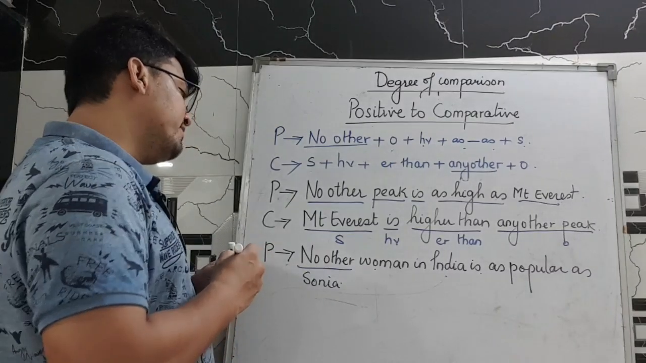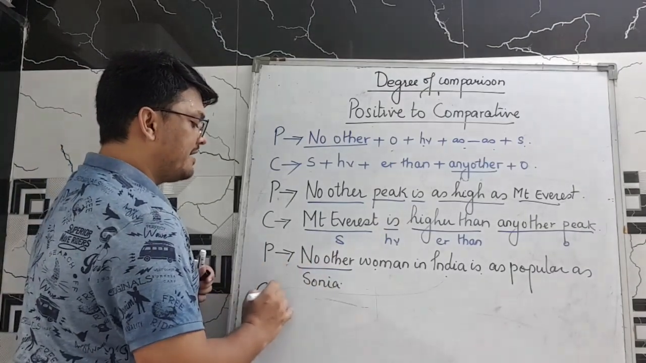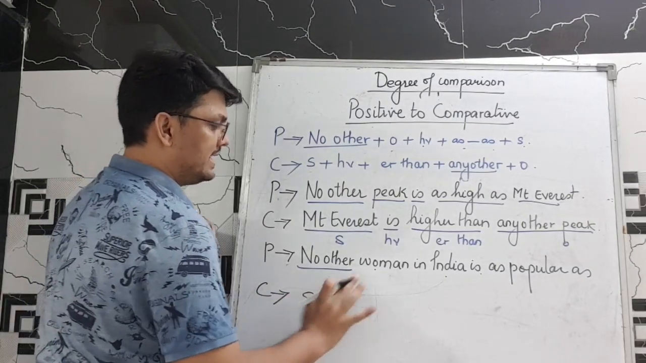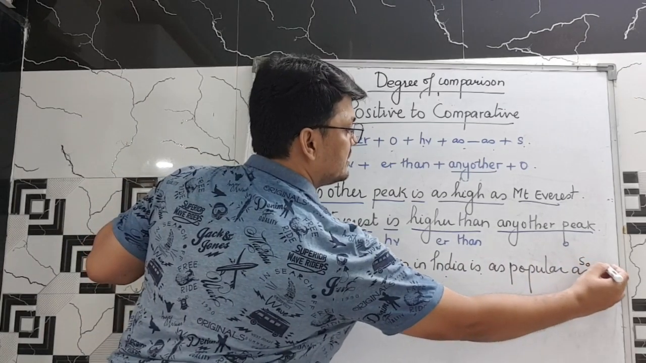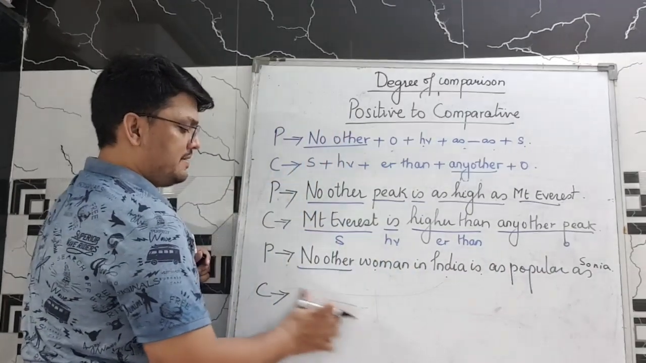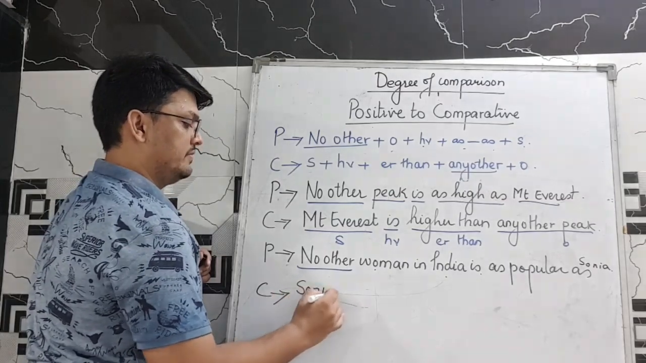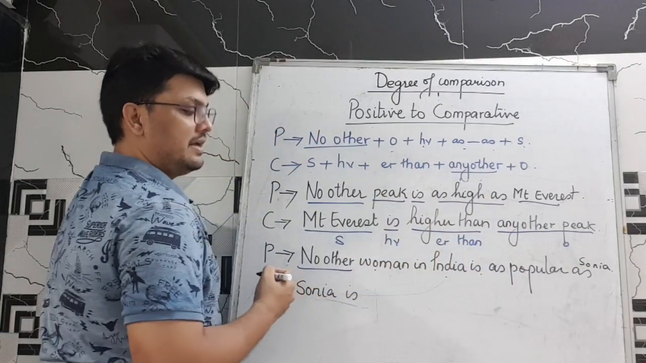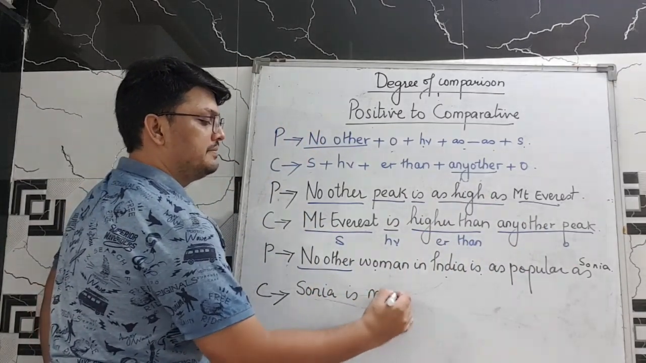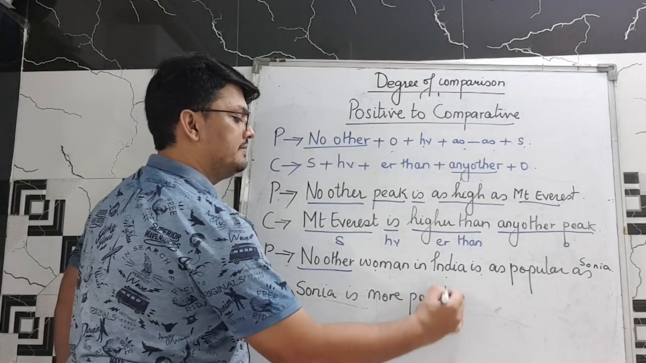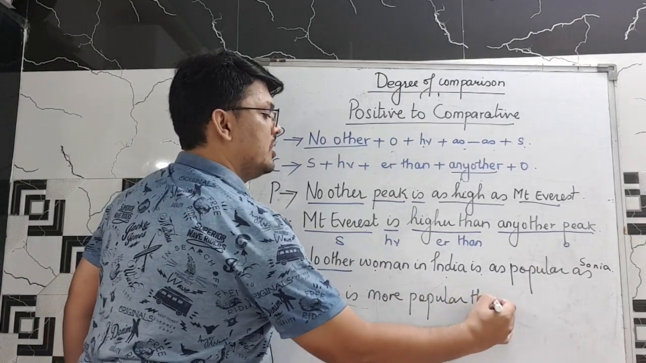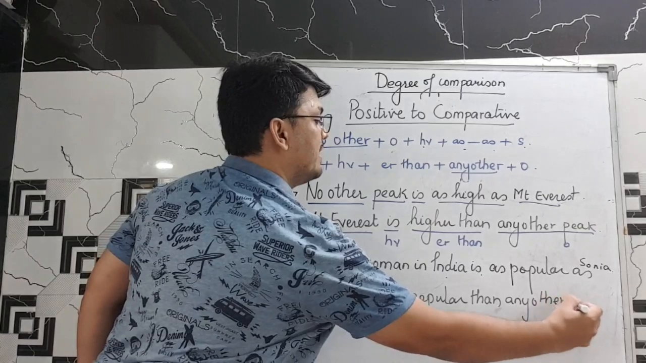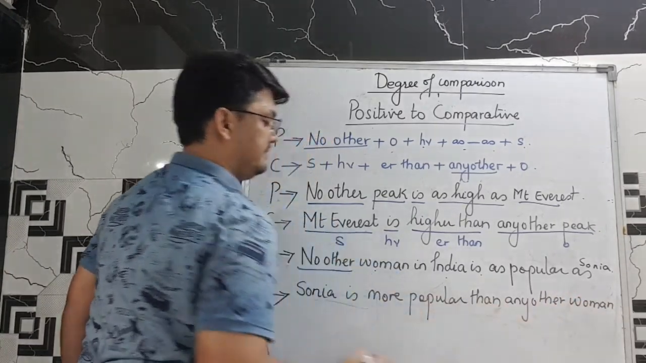So now students, rule will be the same. I'll start my comparative with my subject Sonia. So Sonia will come here. Let's put Sonia that side, so there should be no confusion here. Sonia is as popular as will become more popular than, no other will become any other woman in India.